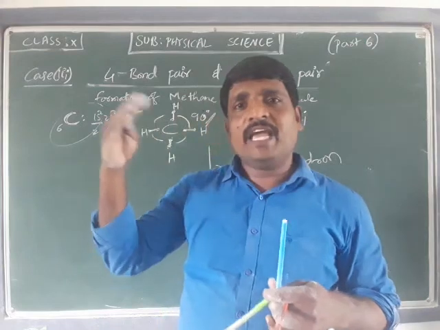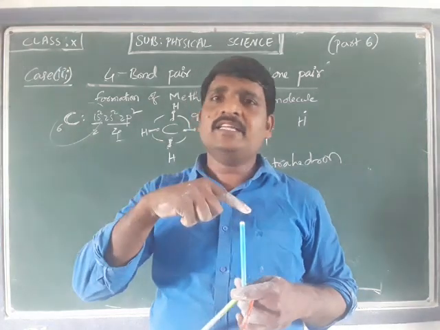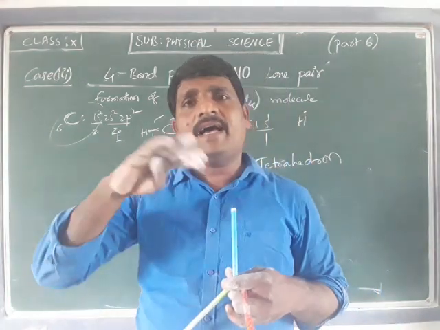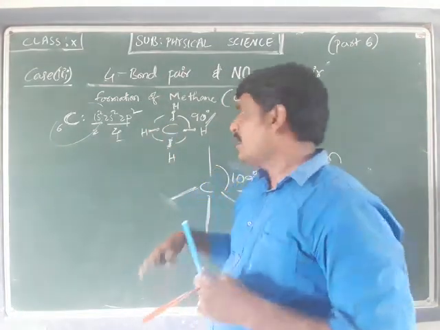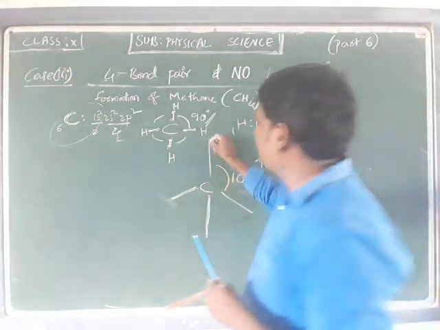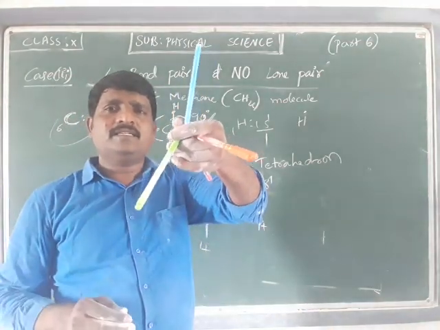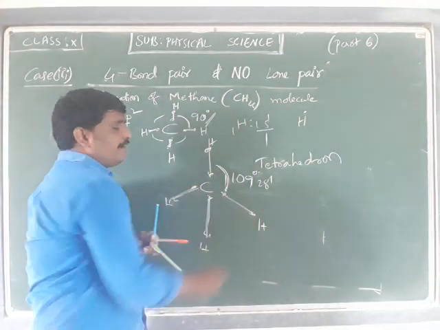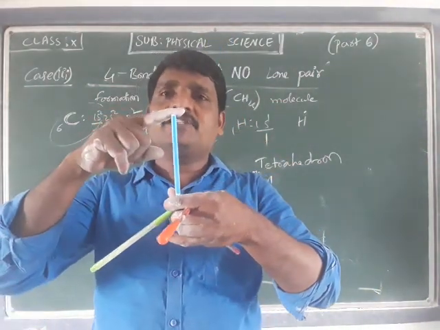So if you understand the shape of beryllium chloride, as the maximum repulsion is attaining a 180 degree bond angle, it is a linear shape. If you take the shape of boron trifluoride, as the bond angle is 120 degrees, it is trigonal planar. And as it is a three-dimensional arrangement, due to the repulsion of bond pair and bond pair, it has a three-dimensional arrangement and possesses the tetrahedron shape.